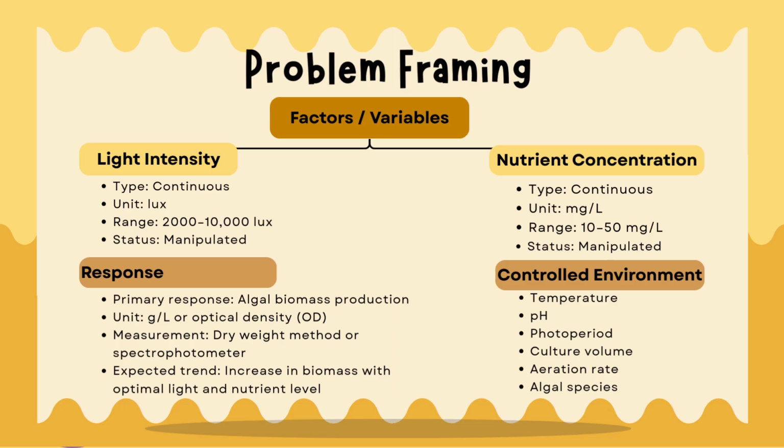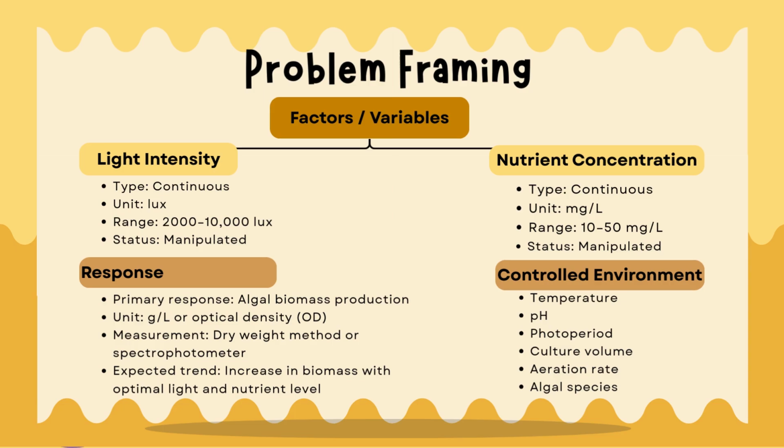This experiment involves two main factors. The first factor is light intensity. It's a continuous variable measured in lux and is intentionally manipulated to study its effect on algal growth. The second factor is nutrient concentration. This is also a continuous variable measured in milligrams per liter and represents the availability of essential nutrients for biomass production. To ensure reliable results, several environmental conditions are kept constant throughout the experiment. These include temperature, pH, photoperiod, aeration rate, culture volume, and the algal species used.